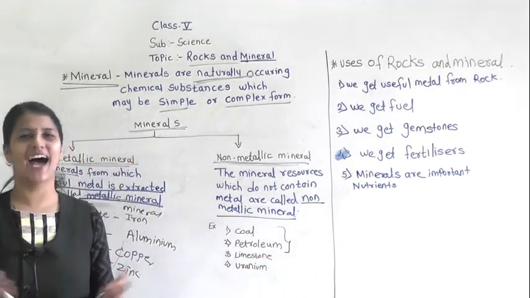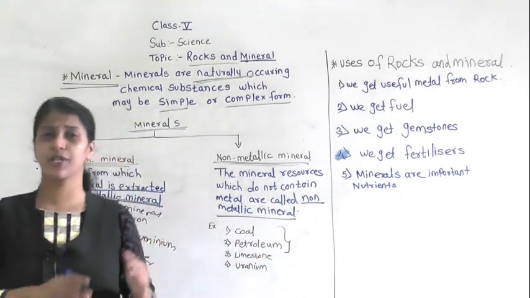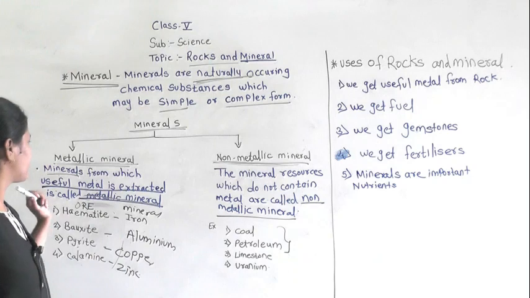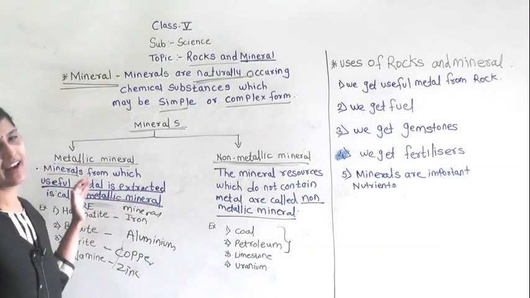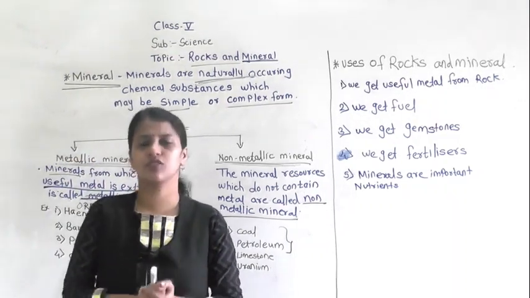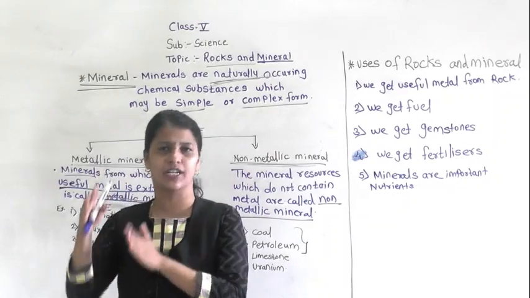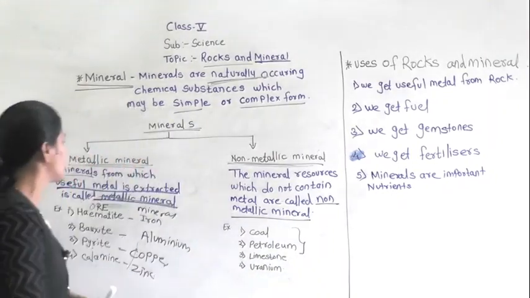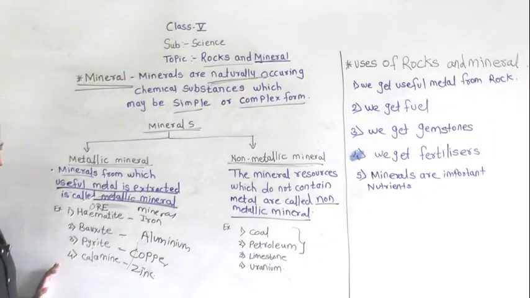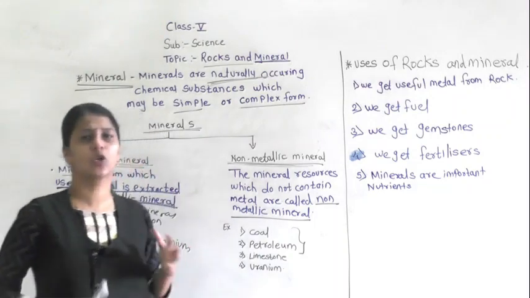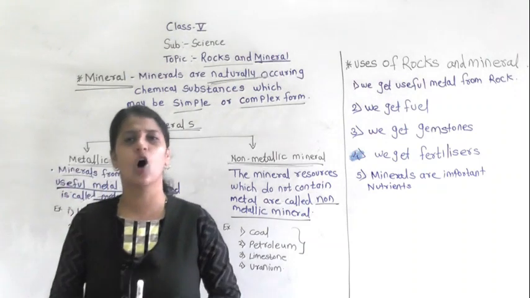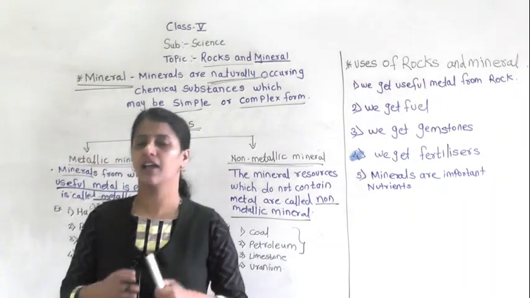Good morning, my dear students. We are back with our science period. In the last video, we discussed minerals and their types. There are mainly two types of minerals, metallic and non-metallic. We also discussed examples. Metallic minerals: hematite, bauxite, pyrites, calamine. Non-metallic minerals: coal, petroleum, uranium, limestone. Am I right?